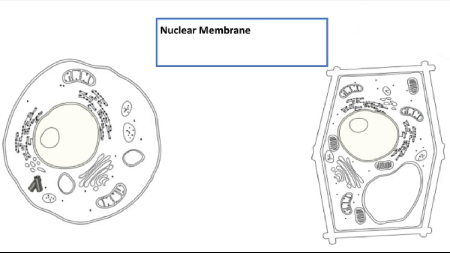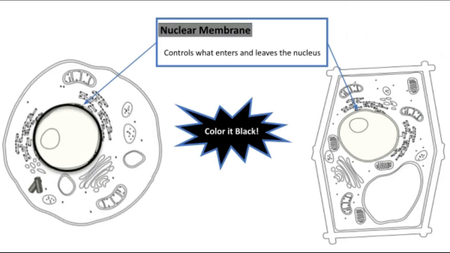The next cell organelle we're going to talk about is the nuclear membrane. And just like the cell membrane that surrounds the cell, the nuclear membrane is going to surround the nucleus, which is found right outside of the nucleus, and it's going to control what enters and leaves the nucleus, just like the cell membrane is going to control what enters and leaves the cell. Go ahead, color that part black.